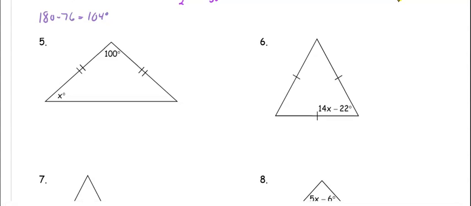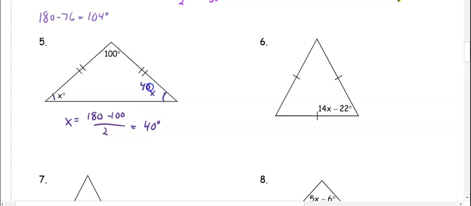In number 5, in order to solve for x, we know it's an isosceles triangle, so our base angles are congruent, so we really have two x's here. So x is going to equal 180 minus 100 divided by 2. So 180 minus 100 is 80, divided by 2 would get us 40 degrees. So these angles are both 40 degrees.